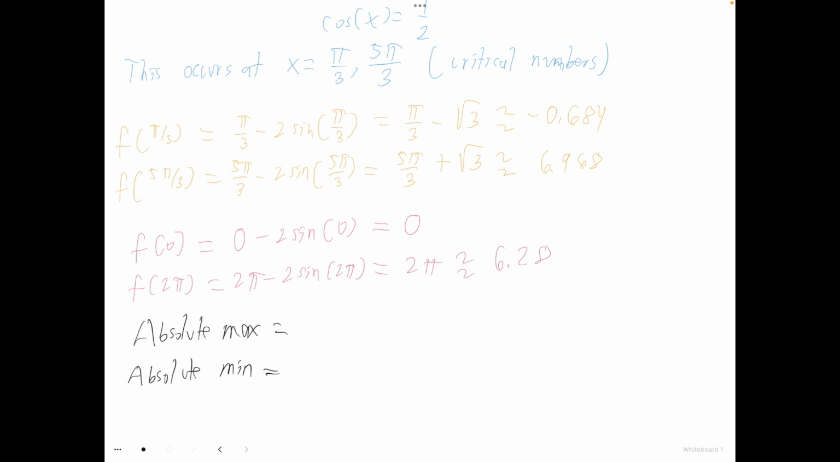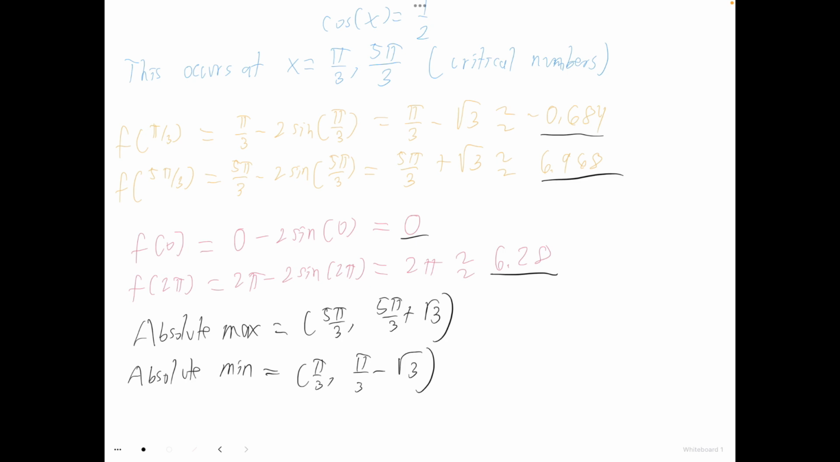And so the largest value showing up of these four, I'll underline the four values. The largest value is 6.968. So we have 5 pi thirds, comma, 5 pi thirds plus square root of 3 is our absolute maximum. And the smallest of all of them is negative 6.84. And so that is going to be our minimum. And so pi thirds, comma, pi thirds minus the square root of 3 is our absolute minimum. And so we were able to find both our absolute maximum and absolute minimum for this function.